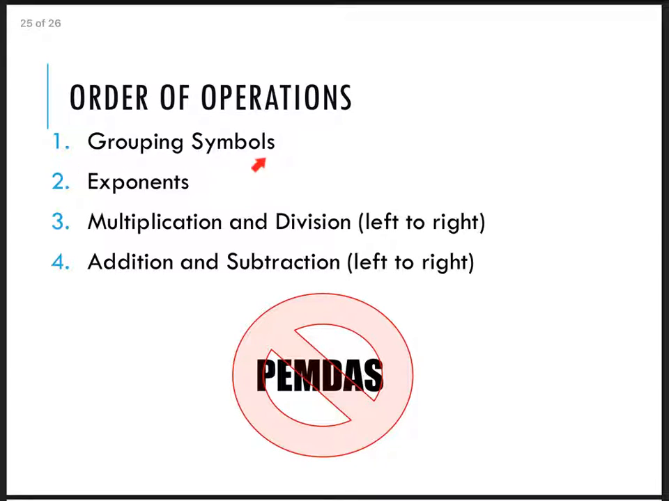First thing you work with is grouping symbols. Then you work with exponents, which we learned about this unit, right? Then multiplication, division, again, left to right as you come to them. You don't do all the multiplication and then do all the division. That doesn't make any sense because they're technically the same thing. So from left to right as you come to them. After you've wiped all those out, addition and subtraction from left to right as you come to them.